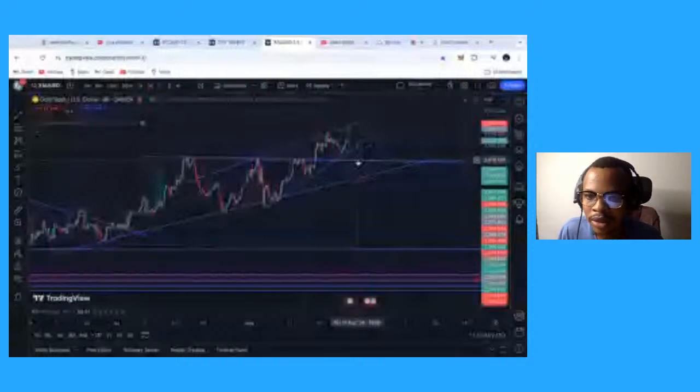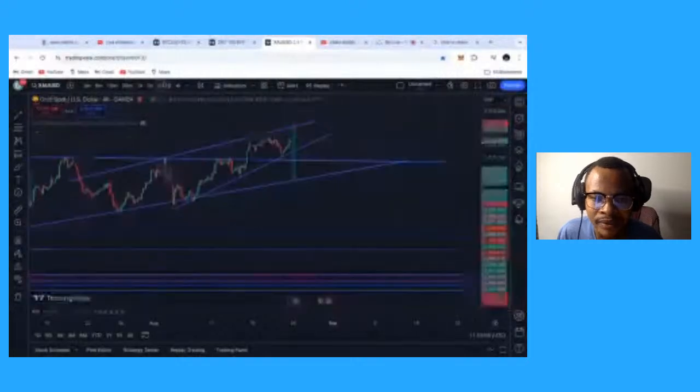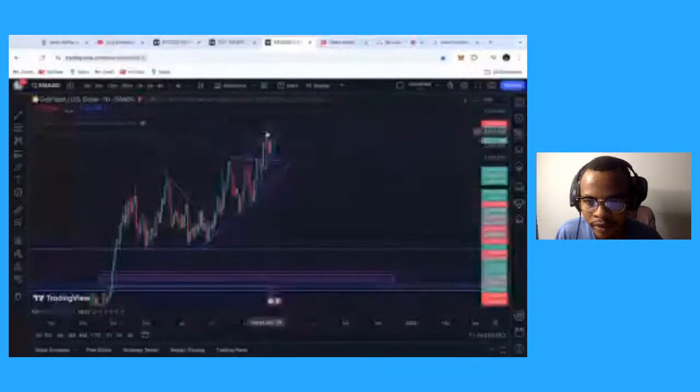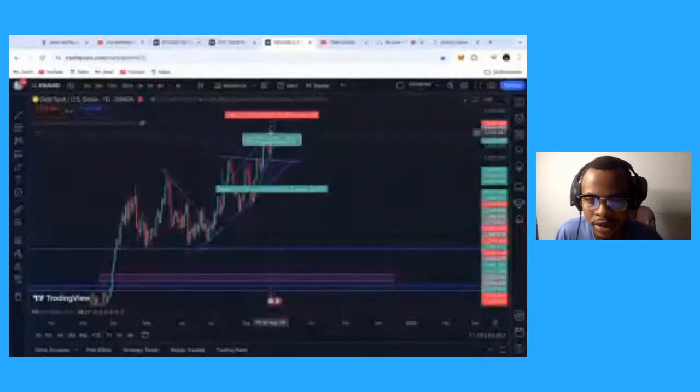Now, if you look at it on the daily time frame here, this was when the dollar fell down. That last previous fall, that was when gold booked its all-time high. Now this is the previous all-time high. As you guys can see, this has maintained all-time high after all-time high.